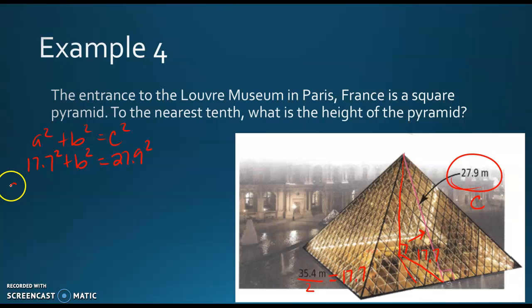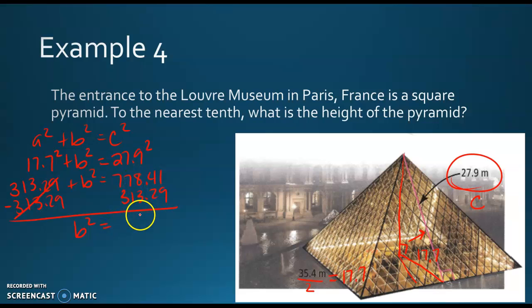I'm going to type those into the calculator. I get 313.29 plus b squared equals 778.41. We're going to subtract our 313.29 from both sides. And remember, you don't want to round until the end. b squared equals 778.41 minus 313.29, I forgot to put minus there, is 465.12.